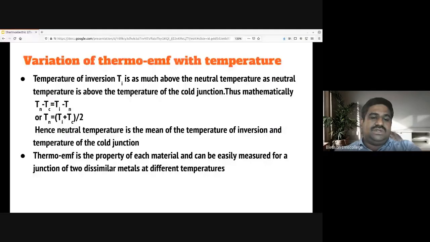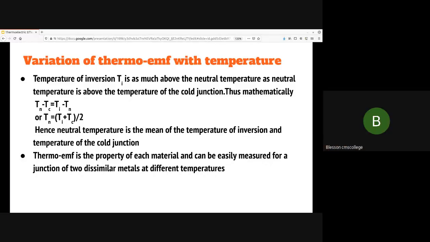We can see that Tn minus Tc, the difference between the cold junction and neutral temperature, is equal to the difference between neutral temperature and the temperature of inversion, or neutral temperature is (Ti plus Tc) by 2. It's a mean of the temperature of inversion and temperature of cold junction. So thermo EMF is a property of each material and can be easily measured for a junction of two dissimilar metals at different temperatures. So these are the discussions about the variation of thermo EMF with temperature.